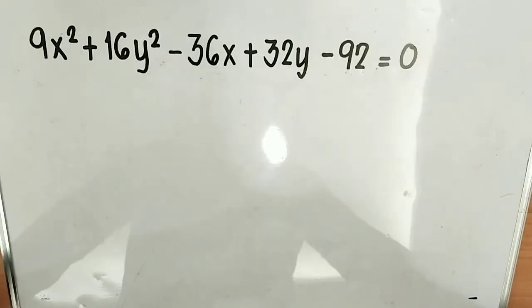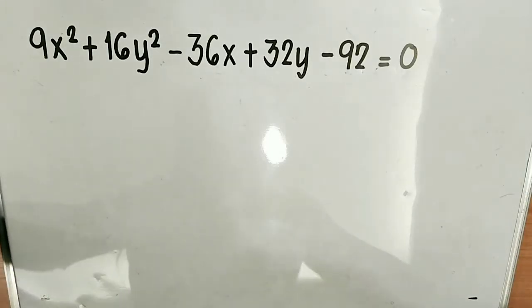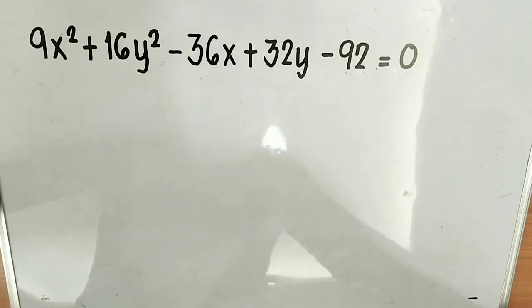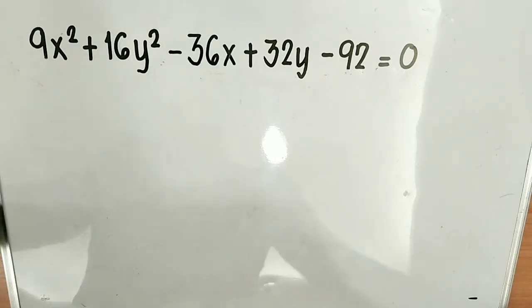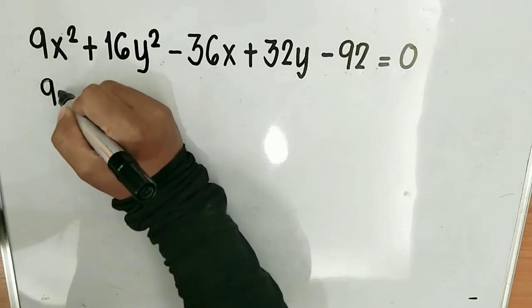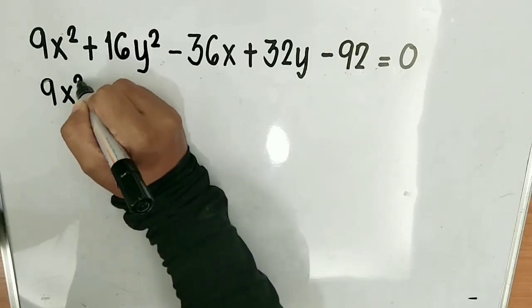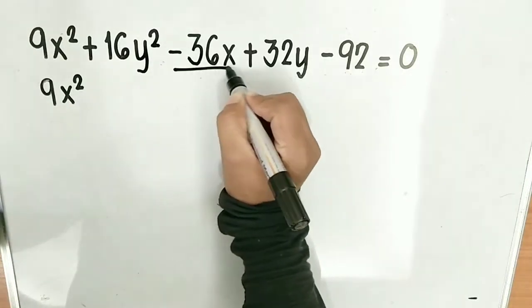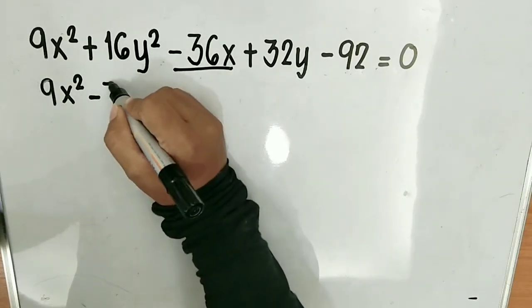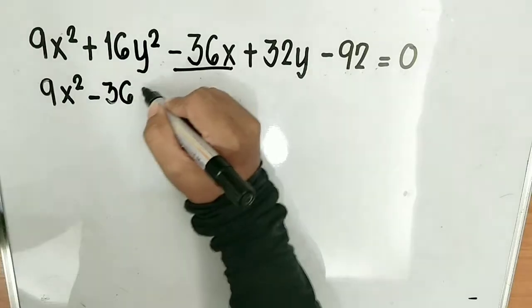Our example here is 9x squared plus 16y squared minus 36x plus 32y minus 92 is equal to 0. So first step is to group the terms according to the variable. So we have here x and y variables. So first we will have the x variables. So 9x squared, we will group it with 36x because it has the variable x. And don't forget the negative sign, minus 36x.